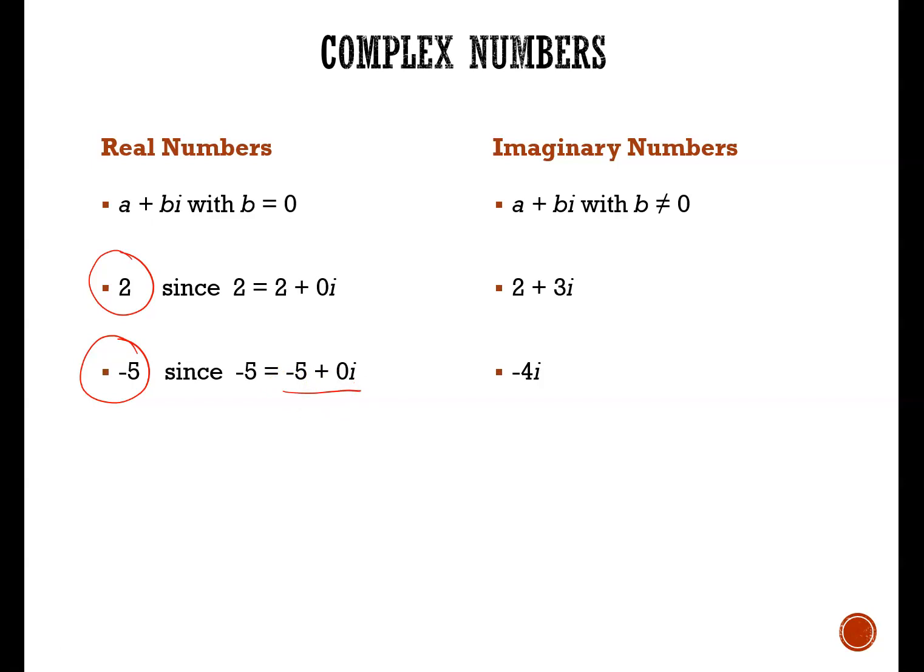Now on the right column, we have imaginary numbers. So when you can see the i, that is when b is not 0, it is called an imaginary number. So the a could be a non-zero number like we have here, or a could be 0 like we have here. But anytime you see the i term, it's called an imaginary number.